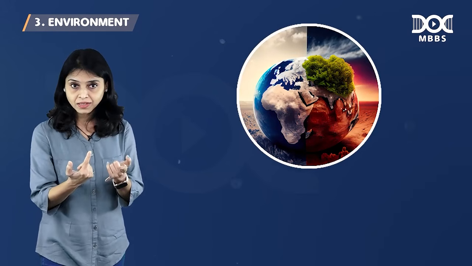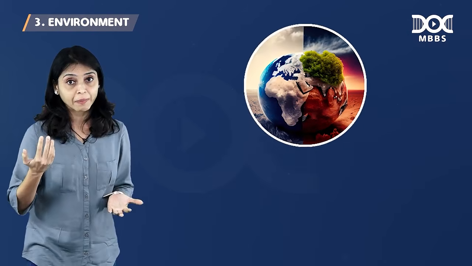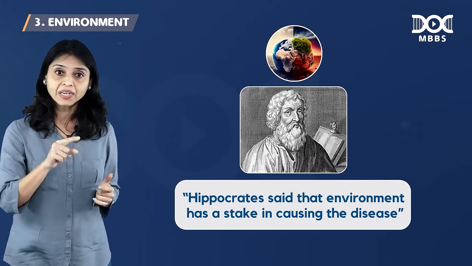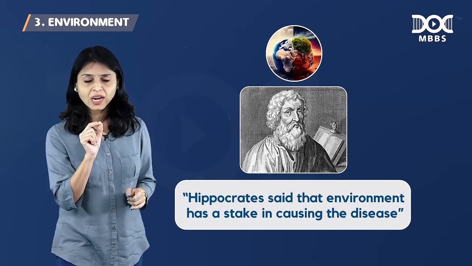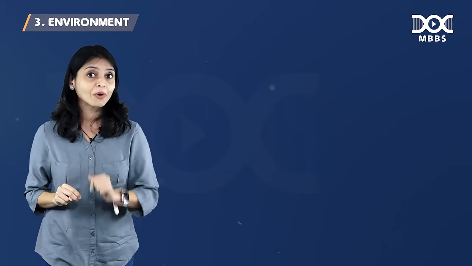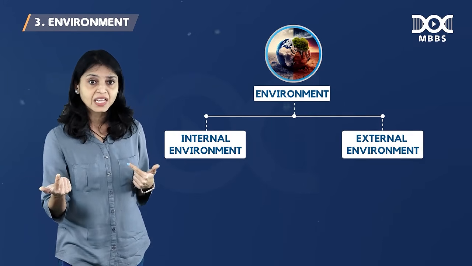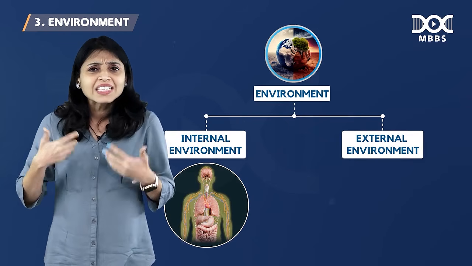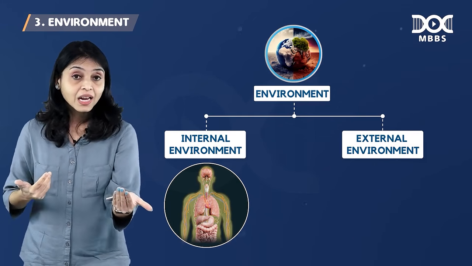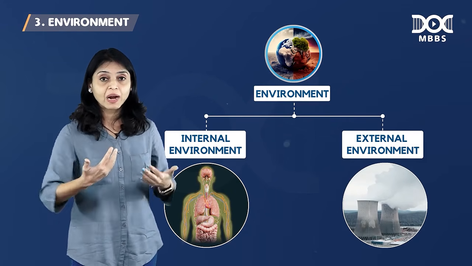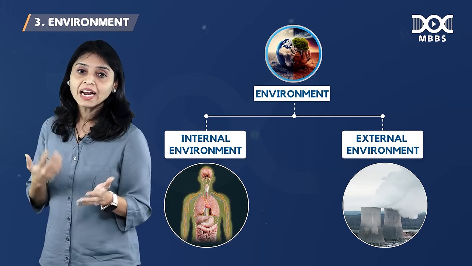Third is environment. Now, what is environment? Environment means everything that is outside your body. Hippocrates is the first person who said that environment has a stake in causing disease. Environment itself can be a short note, because as per your Park textbook it is divided into 2: internal environment and external environment. Internal environment is each and every component within your body that has some stake in causing disease. External environment, also known as macro environment, is everything that your body is exposed to outside.